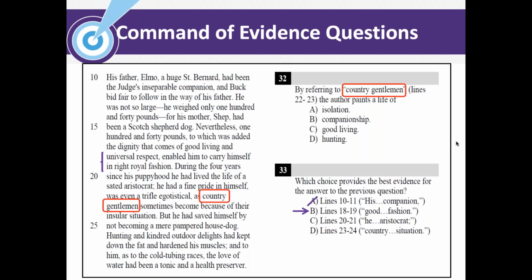Universal respect enabled him to carry himself in right royal fashion. And so I'll look at that one, think about if it matches country gentleman, and it doesn't, so I'm going to get rid of it.